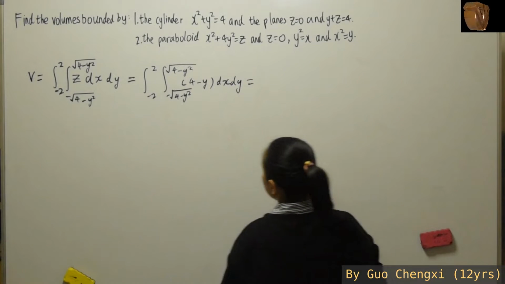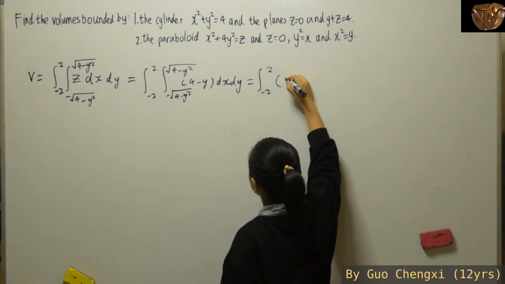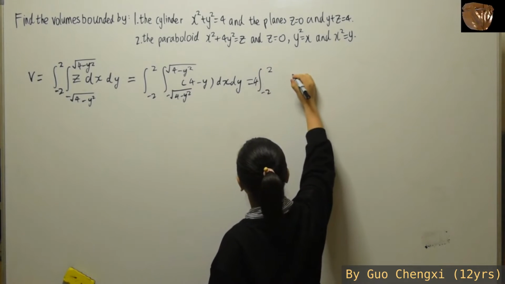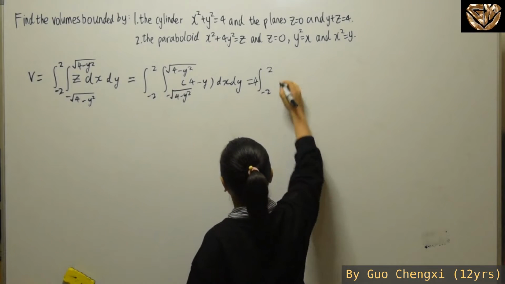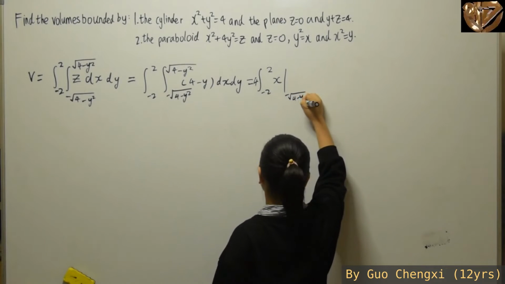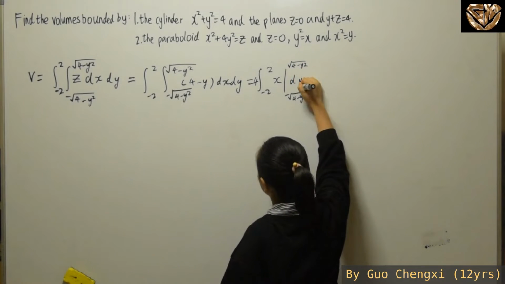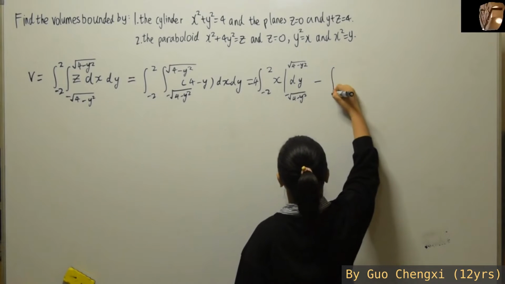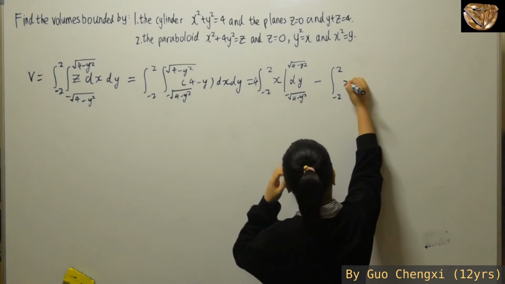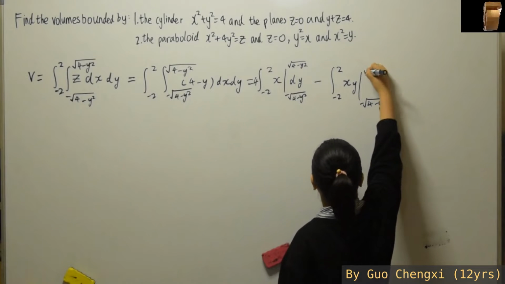Okay, now that we have gotten this part, we can integrate already, which we will get the integral from -2 to 2 of x, from negative square root 4 minus y squared to square root 4 minus y squared, dy. Then you minus, over here you have -2 to 2, and then for this part, y becomes xy from negative square root 4 minus y squared to square root 4 minus y squared, dy.